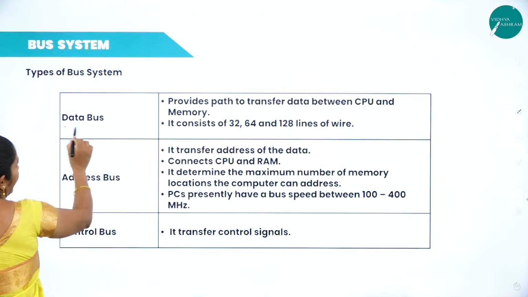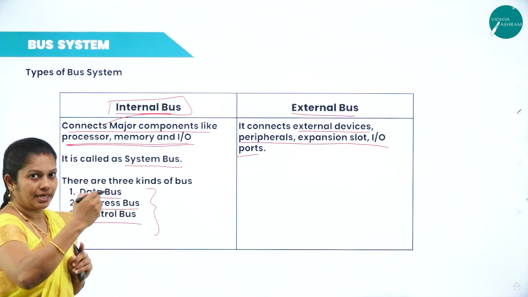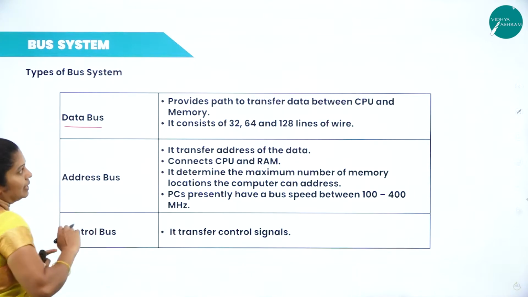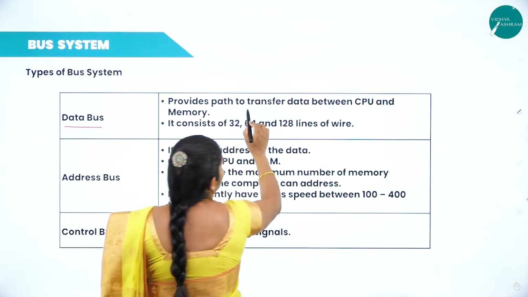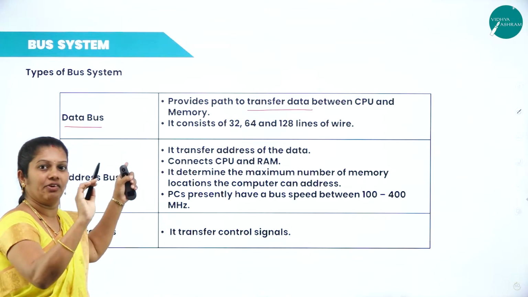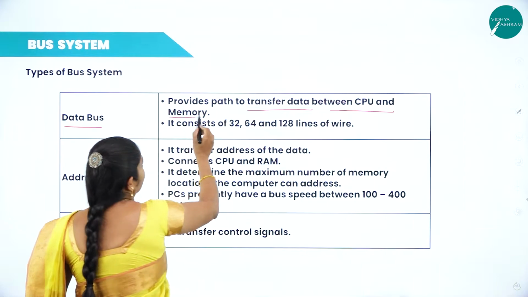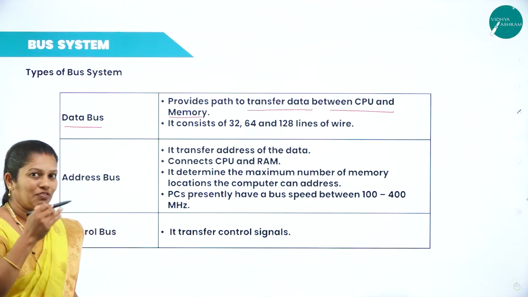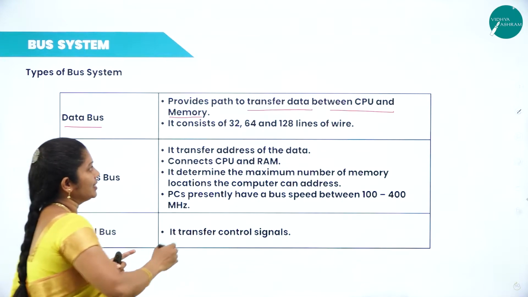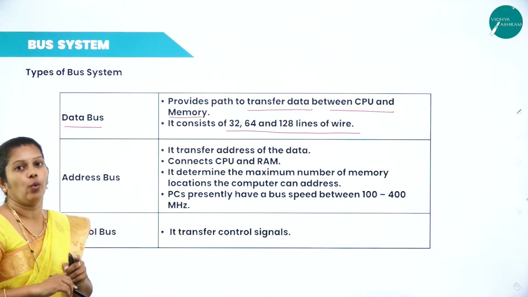When they come on bus, as I told you in the previous class, there are three types: data bus, address bus as well as control bus. Data bus mainly transfers data. The name itself suggests it. It transfers data between CPU as well as memory. Data is transferred between CPU and memory by using the data bus, and it consists of 32, 64 and 128 lines of wires.